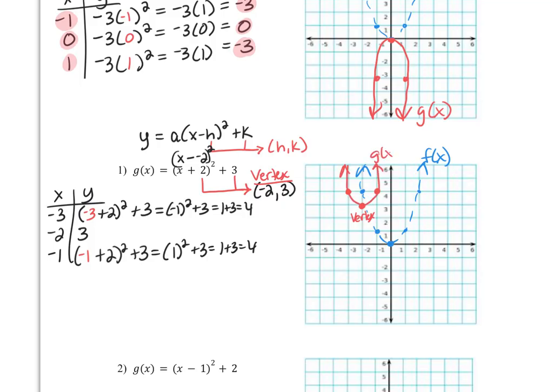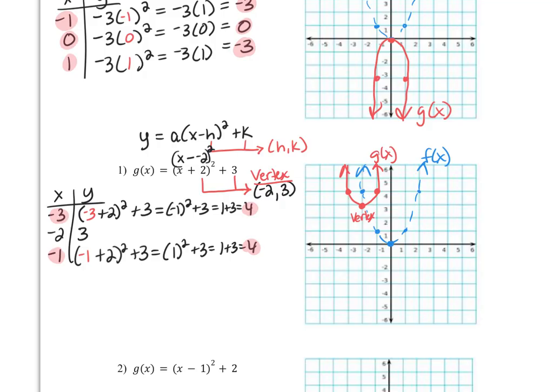There's my g of x. So that was one way. We found our vertex, we picked a number smaller, a number bigger, and calculated using our table, just like we've done with the other ones by doing those points. And so we found a point (-3, 4) and (-1, 4).